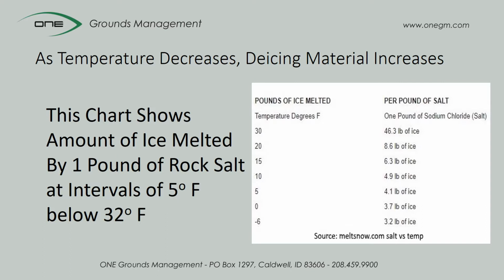In the chart to the right, you can see that 1 pound of salt will melt 46.3 pounds of ice at 30 degrees Fahrenheit. At 20 degrees Fahrenheit, 1 pound of salt only melts 8.6 pounds of ice. It is vitally important that we know what the surface temperatures are in order to properly calculate the needed material on sites.